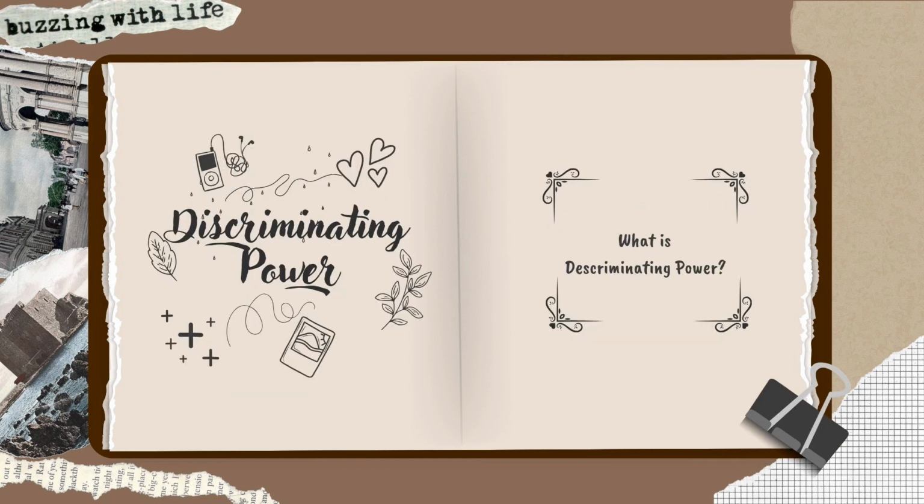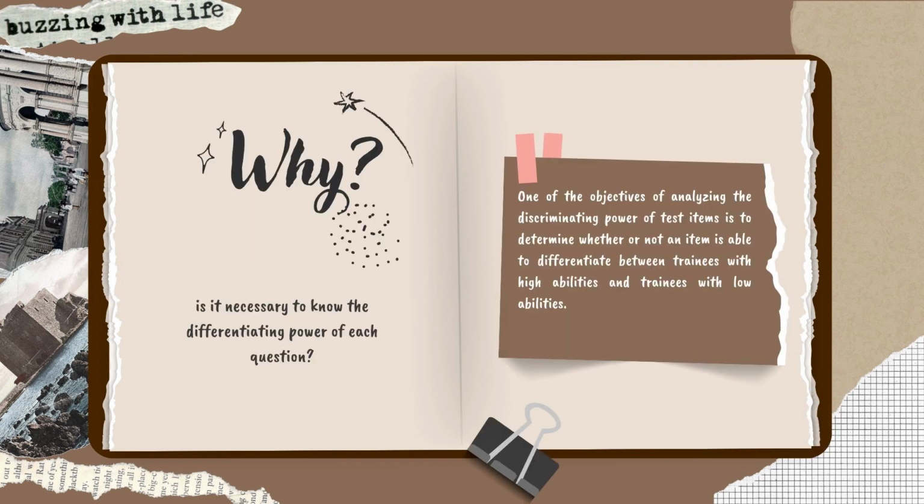Discrimination power is a measure of the ability of a test to distinguish between two or more groups being assessed. In discriminant analysis, the degree of accuracy with which a set of predictor variables differentiates outcomes into categories. One of the objectives of analyzing the discriminating power of test items is to determine whether or not an item is able to differentiate between trainees with high abilities and trainees with low abilities.